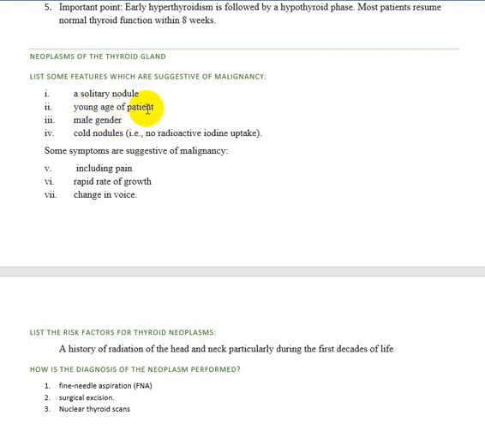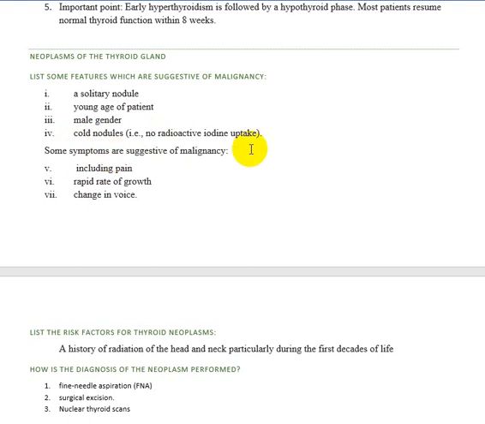You have the age of the patient, young age. You have the male gender. You have cold nodules, no radioactive iodine uptake. So these are the particular features suggestive of malignancy. When you visualize on a scan, you see a solitary nodule, you see the young age of the patient, you see male gender, and you see cold nodules. These are the 4 features, but I'll take the first 3: solitary nodules, young age of patient, male gender.